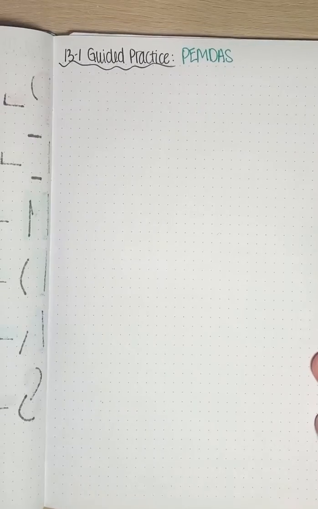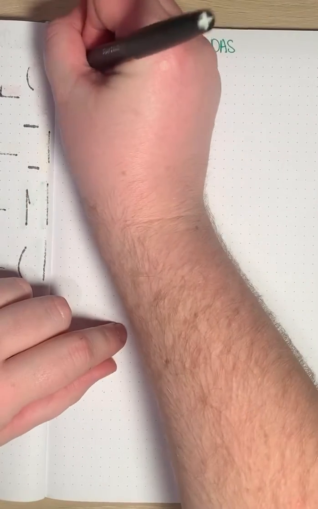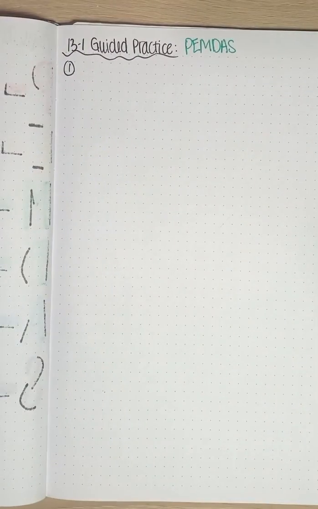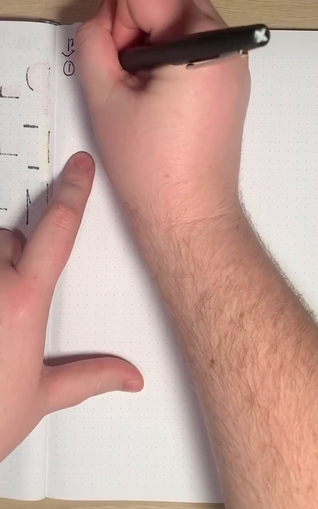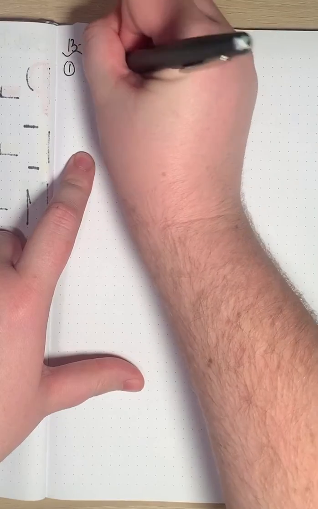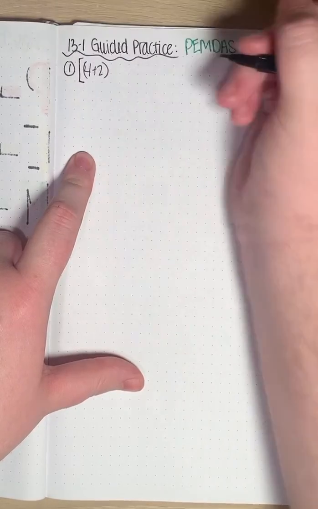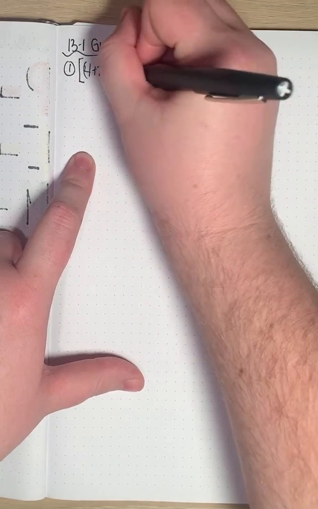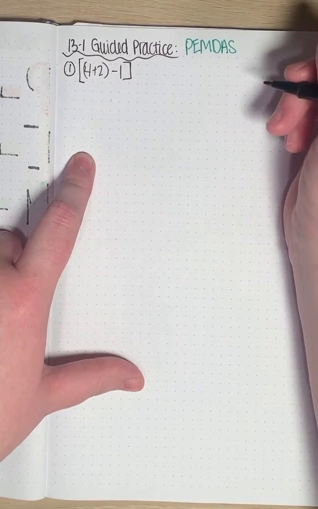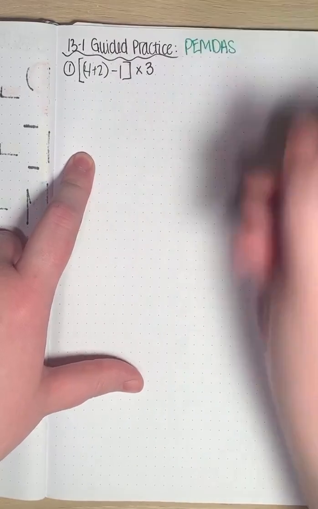All right, so we are going to do the guided practice together for 13.1. So my first problem I am going to do, it is telling me to explain the steps involved in evaluating the expression of 4 plus 2 parentheses minus 1, all in brackets, times 3.